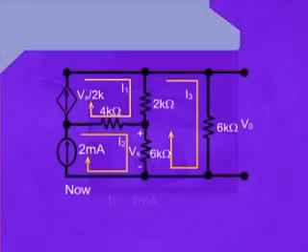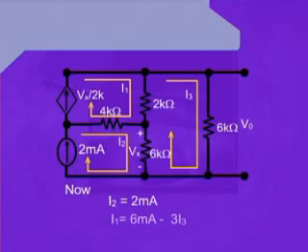So we can write I2 is equal to 2 milliamperes. Now, this 2 milliampere is the value which has already been assigned to the independent current source.